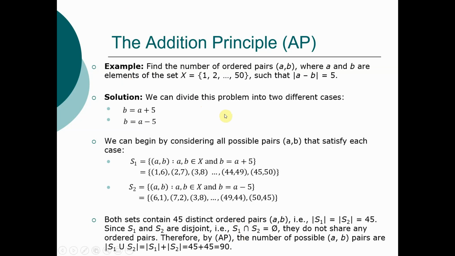In more general terms, if we have two sets, the number of elements in A union B is going to be the number of elements in A plus the number of elements in B minus the number of elements in A intersection with B, right? So in this case, this is a special case where the two sets are disjoint. So it means S1 union S2 is going to be the number of elements in S1 plus the number of elements in S2.